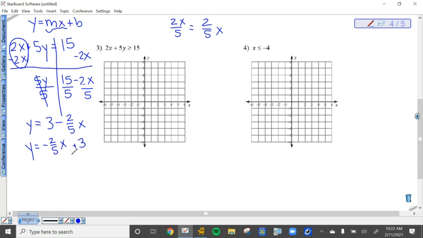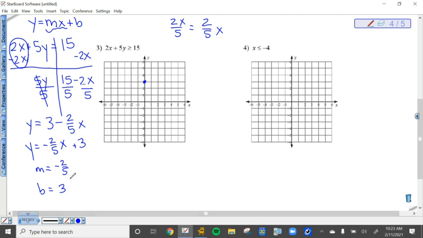You see where I got that plus from? Yeah, because the 3 is positive. So in here, what's my slope? Negative 2 over 5. Not x, just negative 2 over 5. And what's my y-intercept? 3. What do I need to do next? Now that I identified my slope and my y-intercept, what do I do? Graph my y-intercept. So on my y-axis, I find 3.